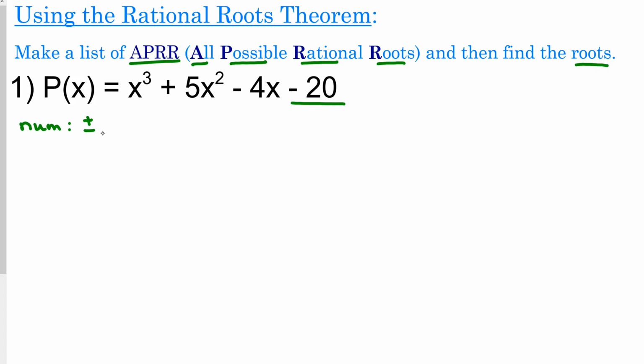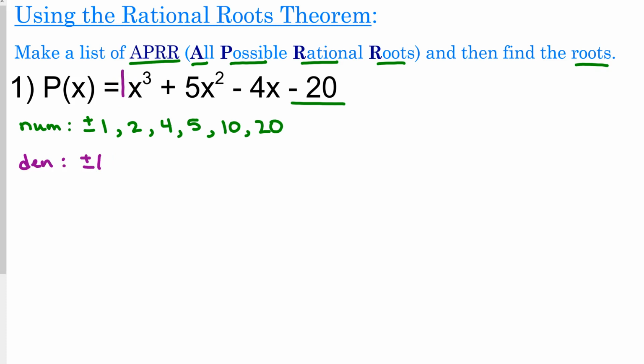Now I just put the plus or minus one time to account for all of them instead of writing plus or minus every single time. So the factors of 20: plus or minus 1, plus or minus 2, plus or minus 4, plus or minus 5, plus or minus 10, plus or minus 20. And then the denominators are going to be plus or minus any factor of the leading coefficient. For this problem, the leading coefficient is 1, so all we have is plus or minus 1.